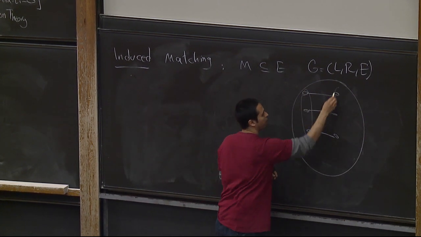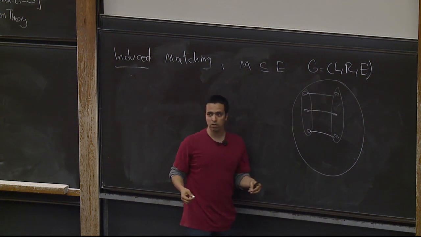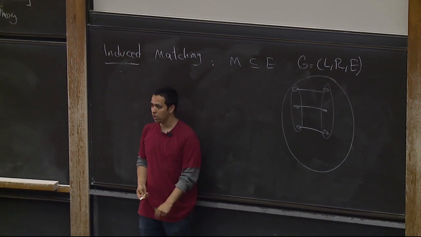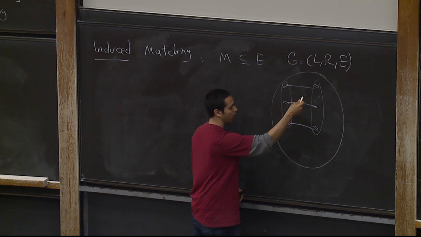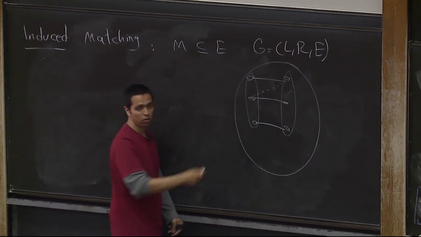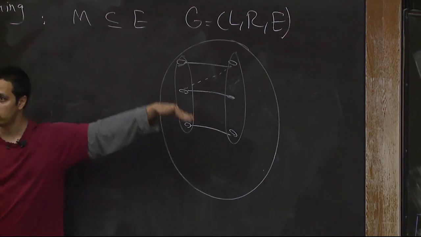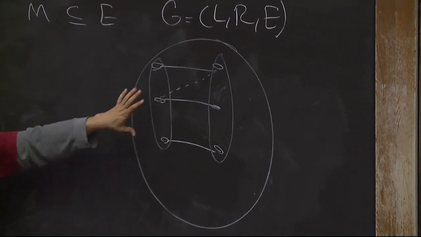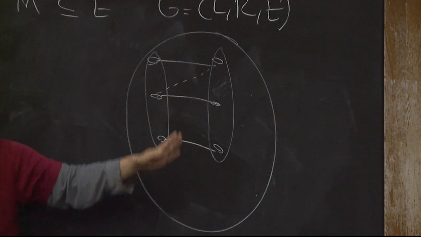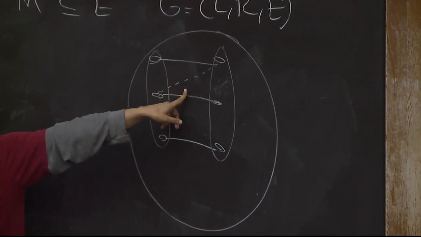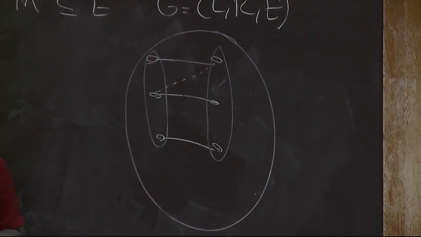Because if I look at endpoints of these vertices, there are no other edges other than the matching, okay? But if it so happens that my graph has this edge also, then this matching is no longer induced, okay? Because in the induced subgraph, it's not only the matching, this extra edge is there. Sounds good? Okay. So think about it.